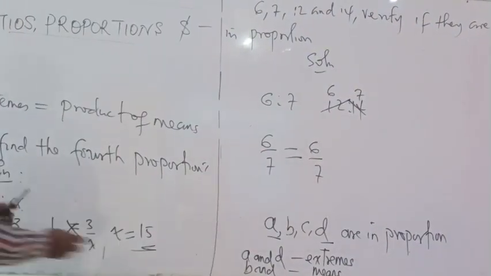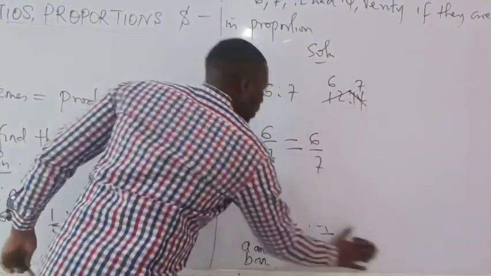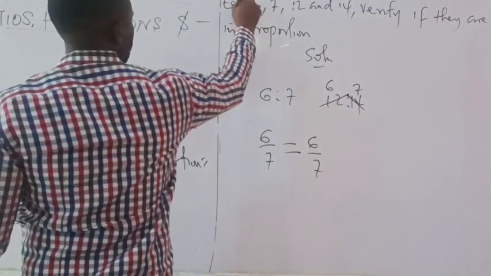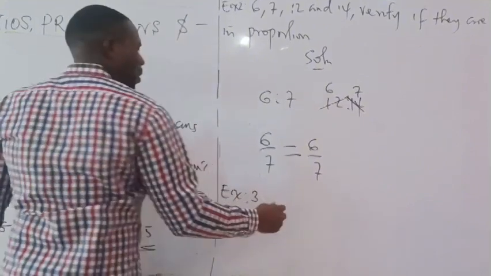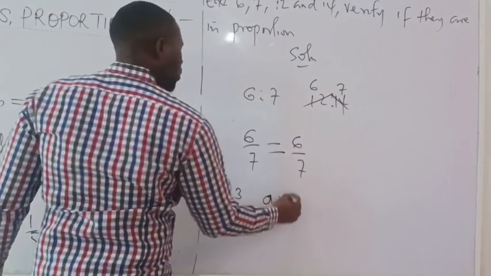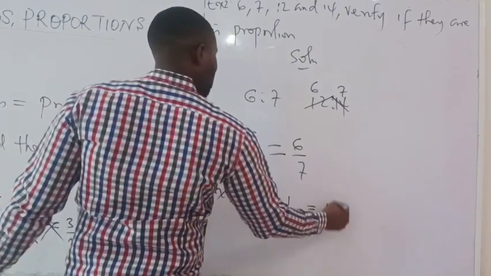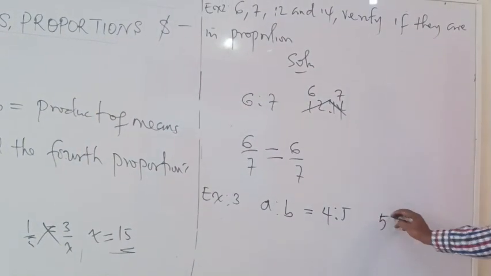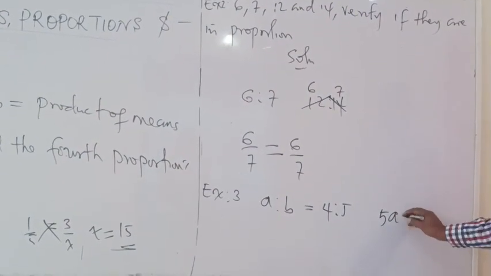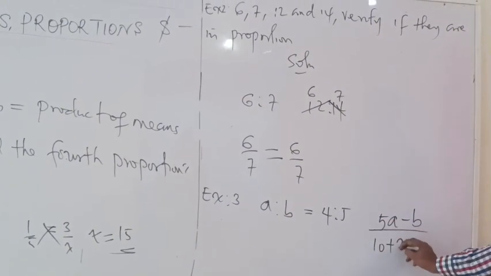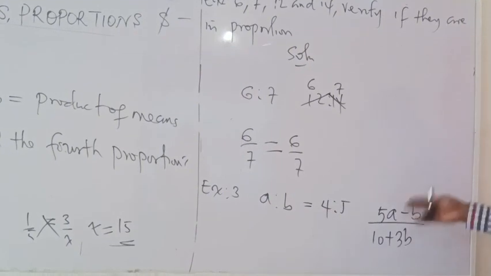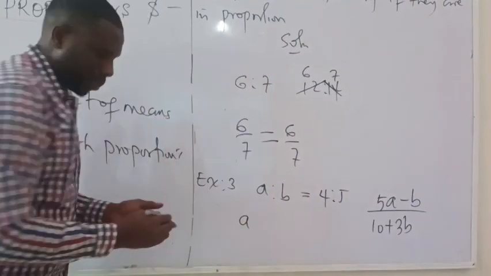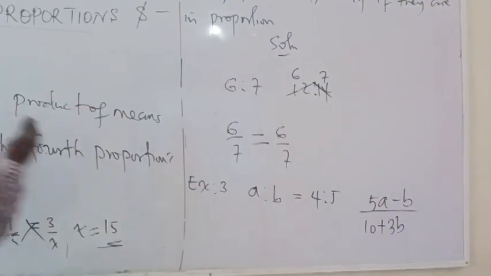Alright, and we may need to do one more example. This is example 1, example 2, and of course the third example would be: given ratio A to B is the same as ratio 4 to 5, let's evaluate 5a minus b over 10a plus 3b. Let's find the numerical value of this given this proportion. Alright, so it's a straightforward question. Solution. The solution to this is pretty much straightforward.